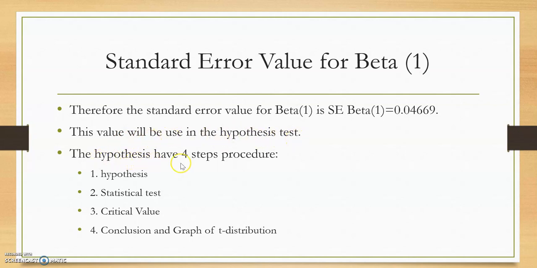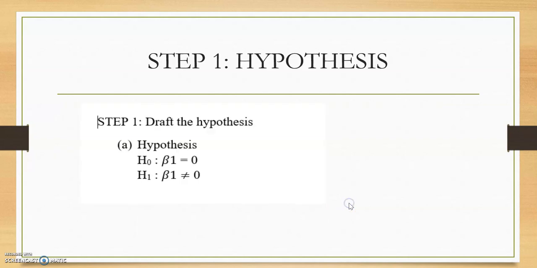The hypothesis testing has a 4-step procedure: the first step is the hypothesis, the second step is the statistical test, the third step is the critical value, and the fourth step is the calculation and graph of the t-distribution. Let's start with step 1, the hypothesis. The null hypothesis H0 is beta 1 equal to 0, and the alternative hypothesis H1 is beta 1 not equal to 0.